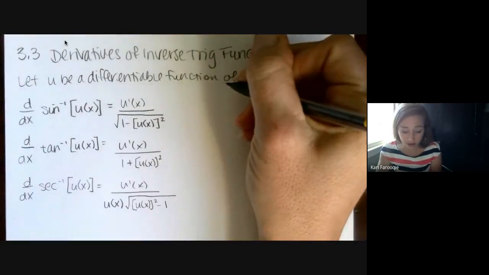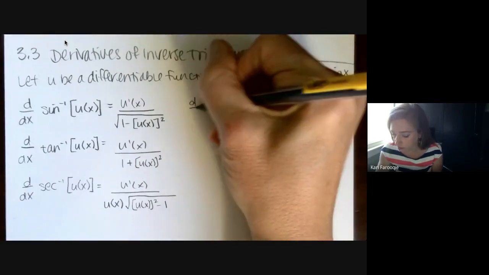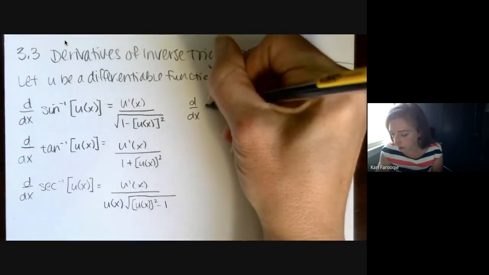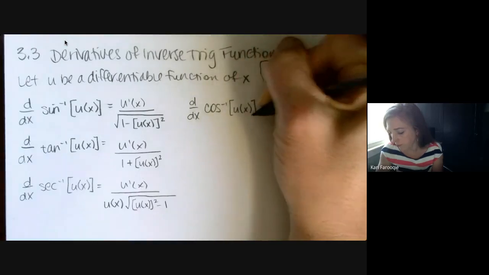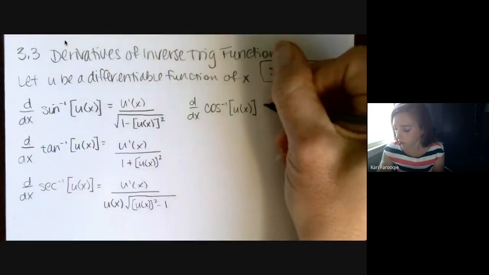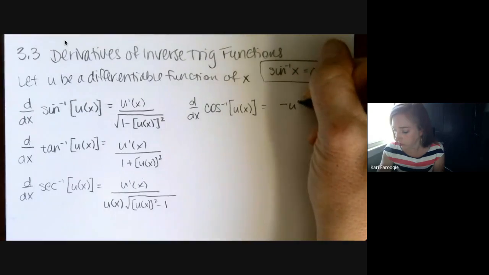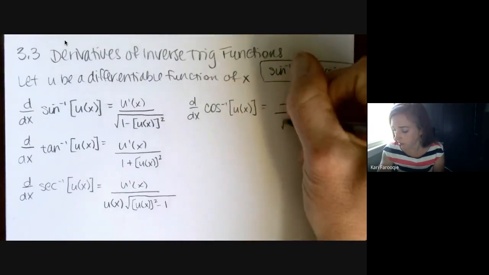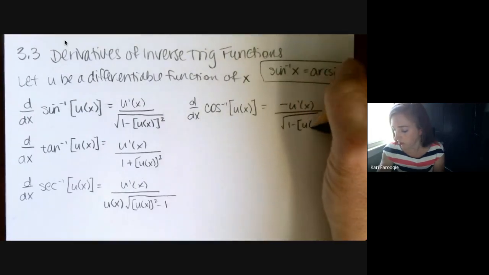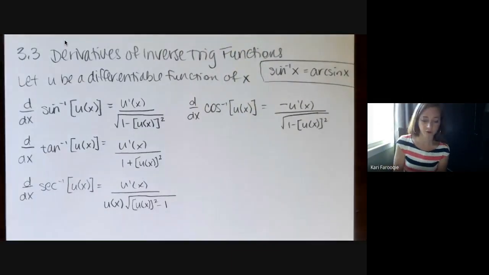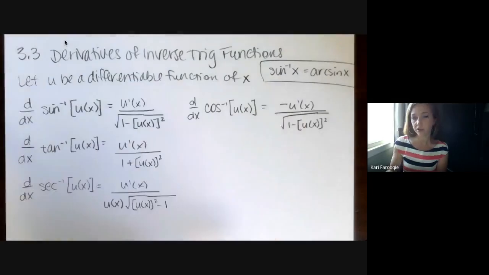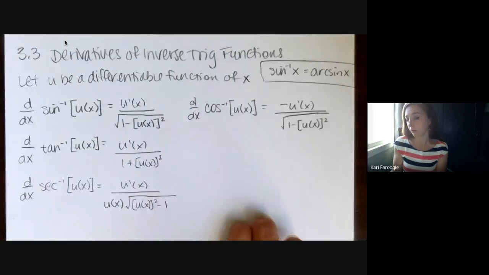Okay, now, like I said, for the co-functions, you've got basically the same situation going on. The inverse cosine of u of x is just negative u prime of x divided by the square root of 1 minus u of x quantity squared. So everything is going to be exactly the same, except it's just going to be a negative u prime in the numerator for all of these on the right.